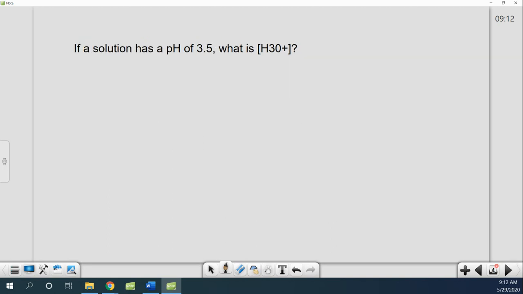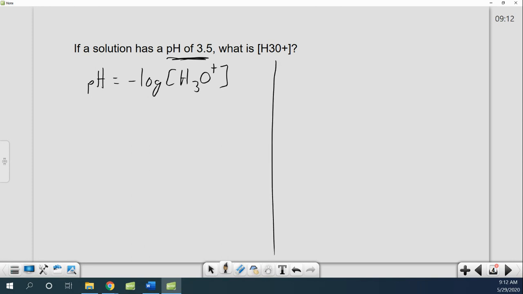All right, now we're going to look at the backwards. Solution has a pH of 3.5. How much hydronium ion is actually in that solution? So, same formula. I'm going to work this out in two different ways, actually. So I'm going to work it out the long way first. So if you don't like this, just hang on a minute.